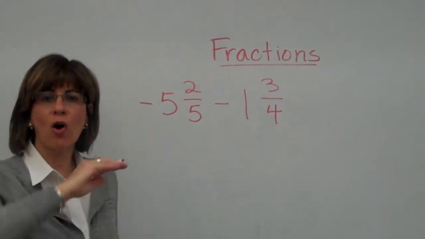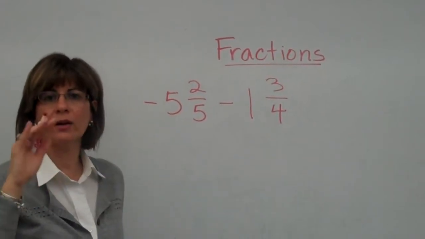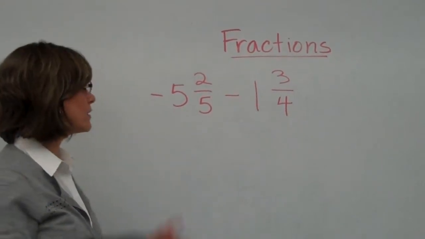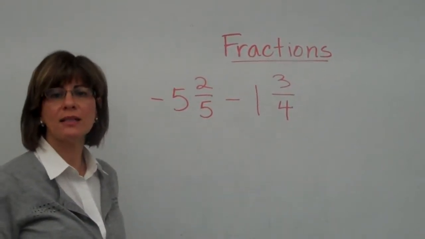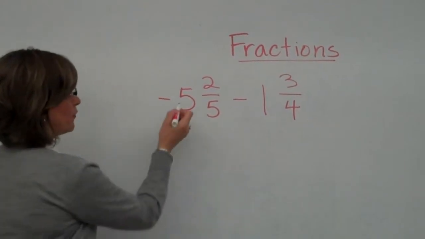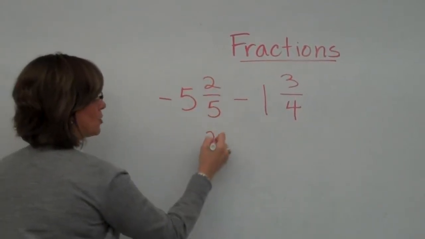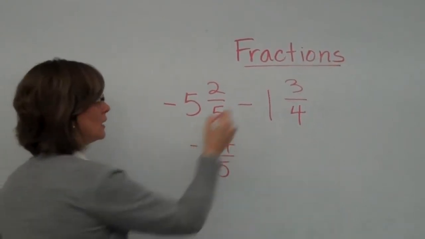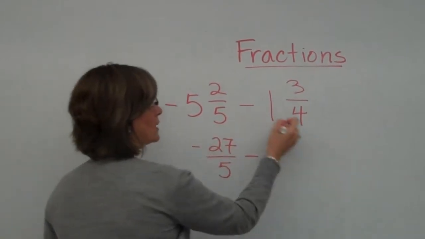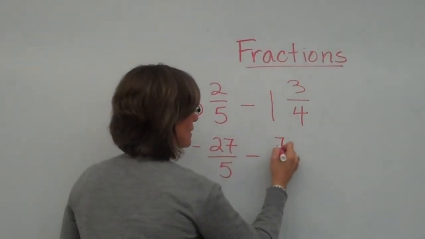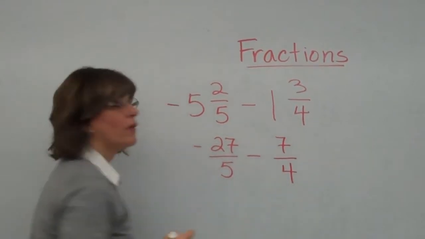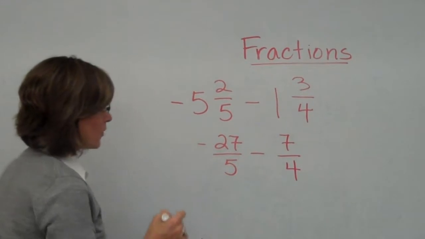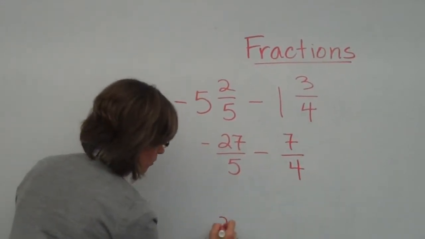We are going to change everything we do right now in fractions, in math, to improper fractions. The reason for this is because when you're having negatives, it can get very confusing. So 5 times 5 is 25, plus 2 is 27 fifths, negative. Subtraction. 1 times 4 is 4, plus 3 is 7 fourths. The rule for addition and subtraction is I have to have a common denominator. So the common denominator for these would be 20.